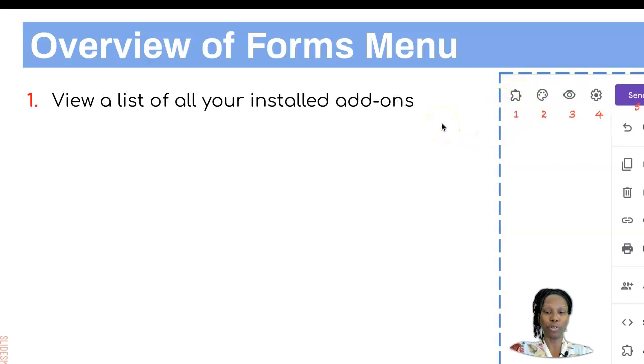So here where it says number 1, this icon is for you to be able to view all of your installed add-ons. Now add-ons are, I'm not going to go in depth with add-ons. I'll be creating another tutorial for you on that.